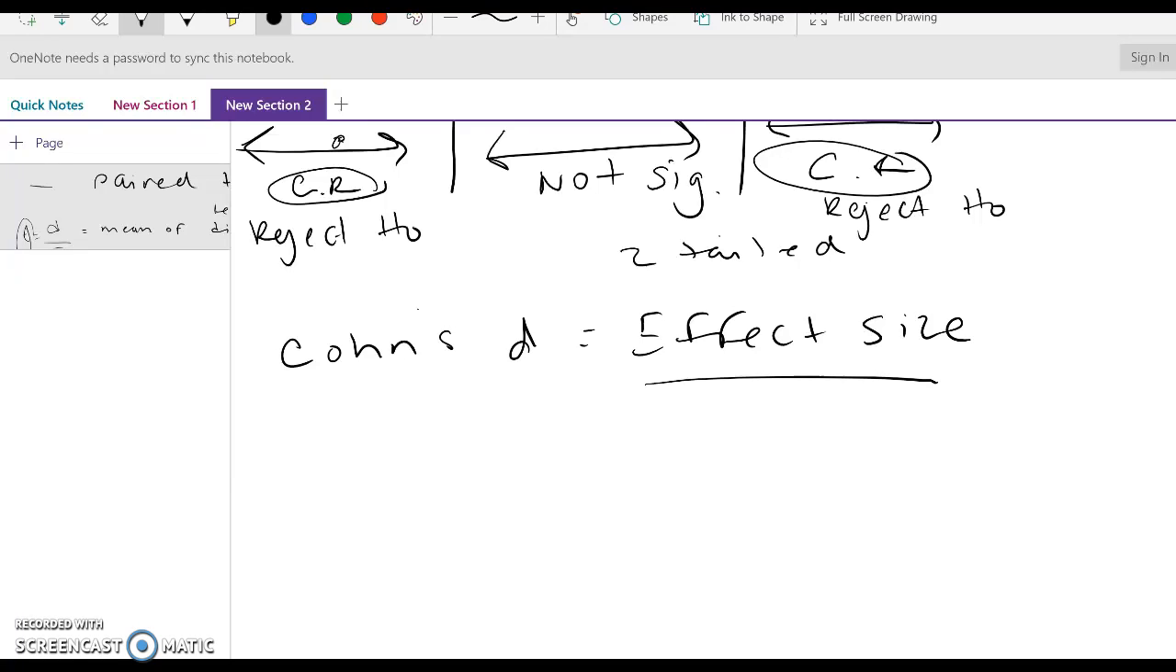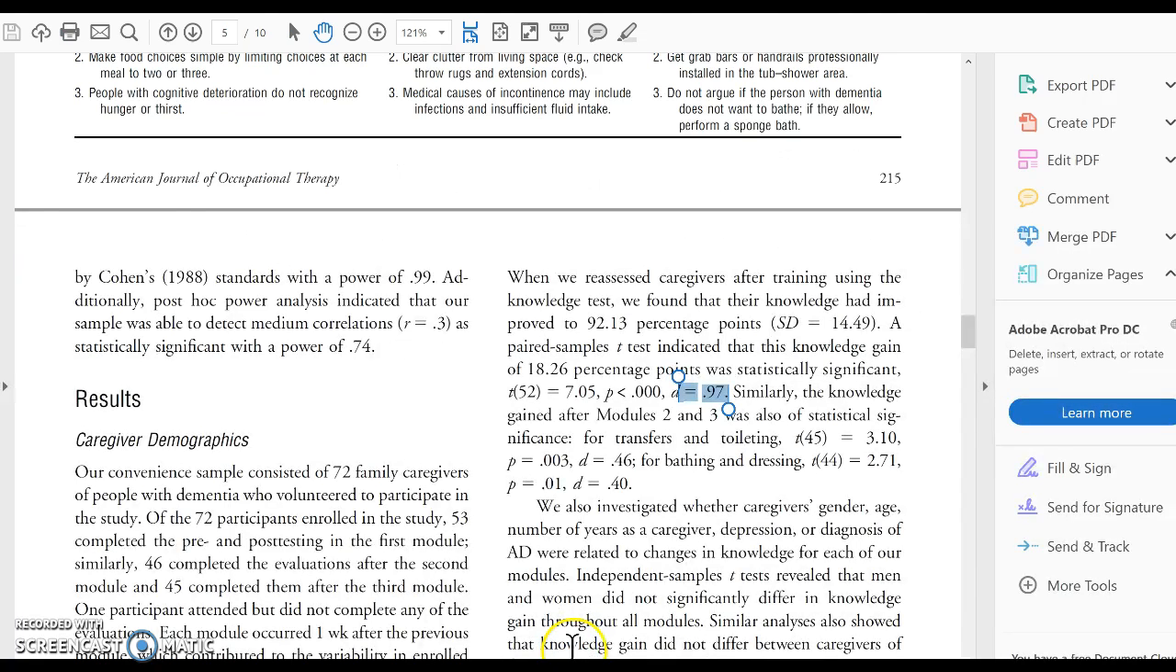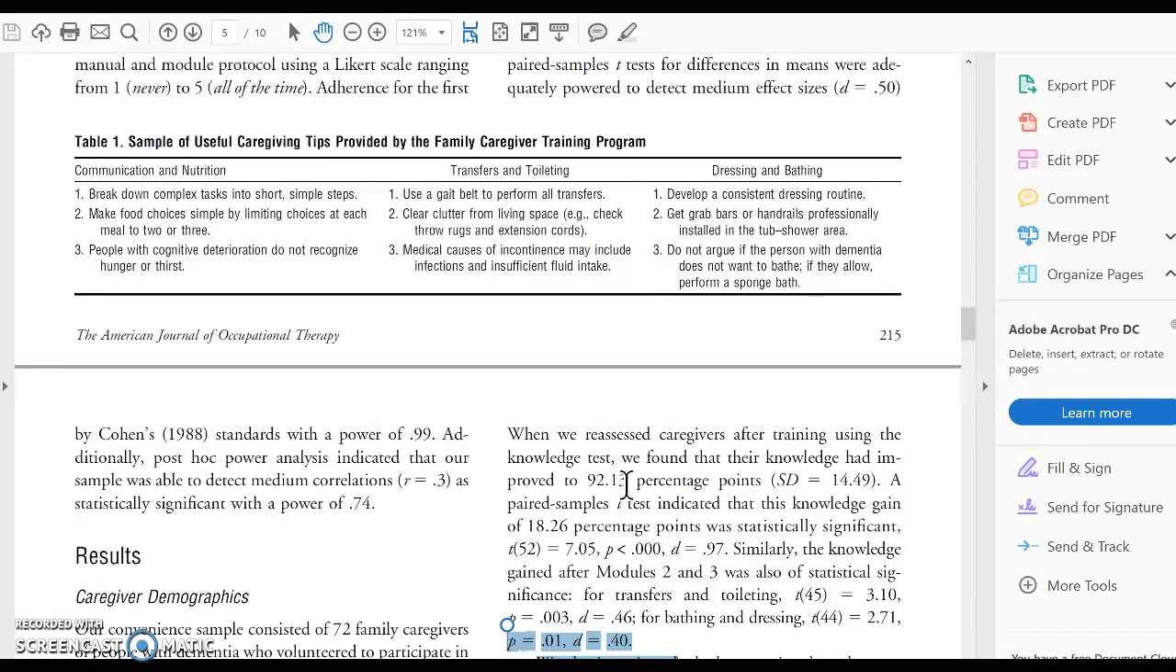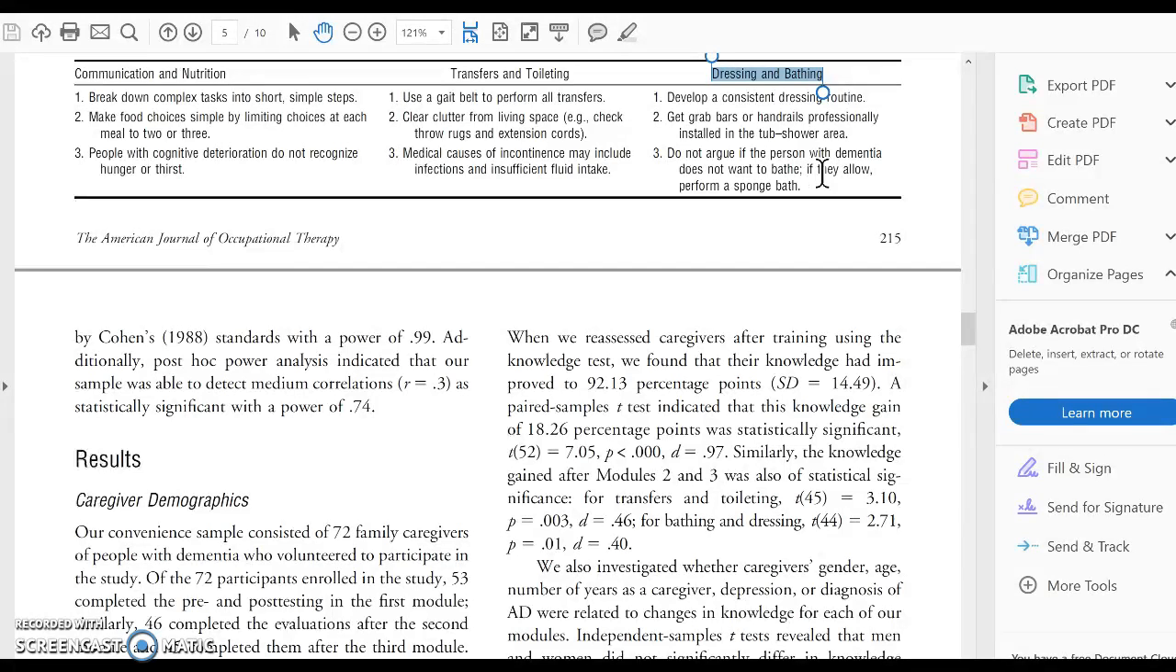Now, let's again talk about this 0.97. Well, what the heck is a 0.97? And then they have it down here again when we go into further detail about the other options. In this case, the effect size is 0.46 for transfers and toileting. And then for bathing and dressing, we have an effect size of 0.40. Now, if you're curious as to where this is coming from, let's look at table 1 on page 215. You have communication and nutrition, transfers and toileting, and then dressing and bathing. So this is where they're coming up with their assumptions for their modules here, okay?